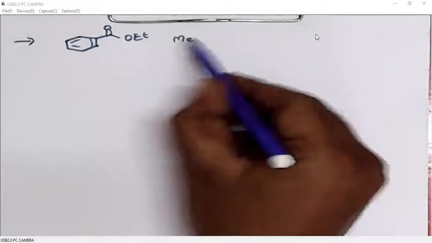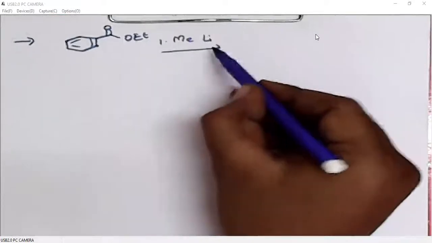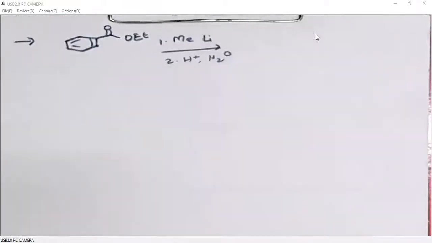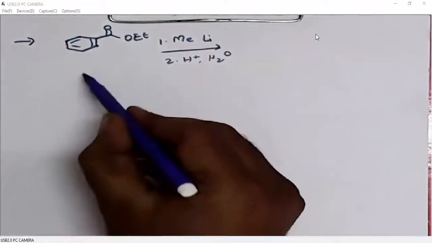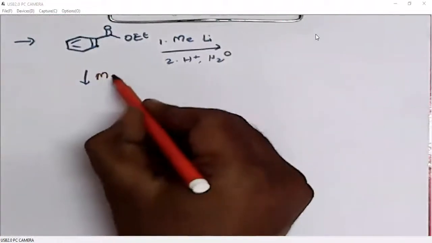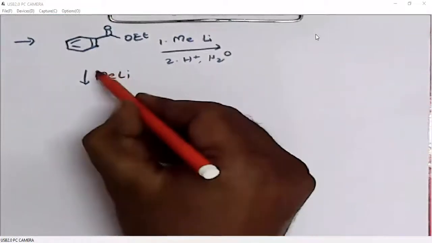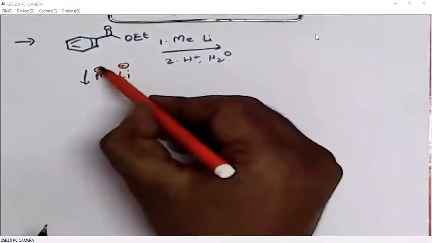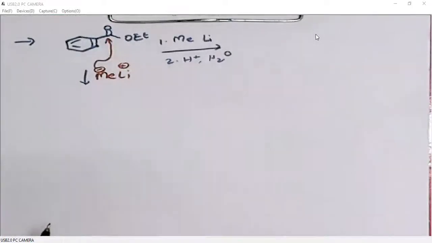When we add an alkyl lithium to an ester, the product will depend on the number of equivalents we use. For example, when we use one equivalent of methyl lithium, the methyl anion is a strong nucleophile, so it will add to the carbonyl carbon because the carbonyl carbon is electropositive.